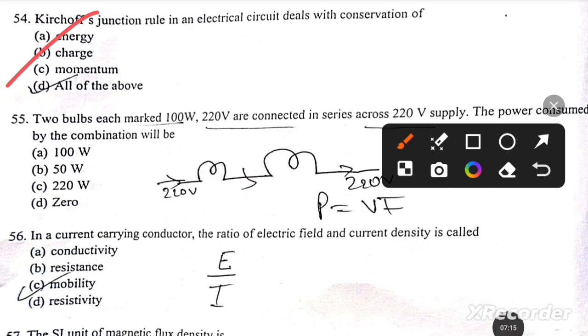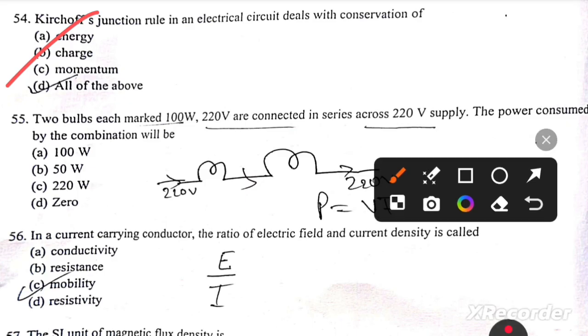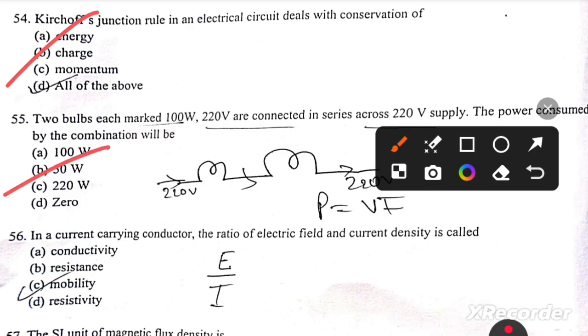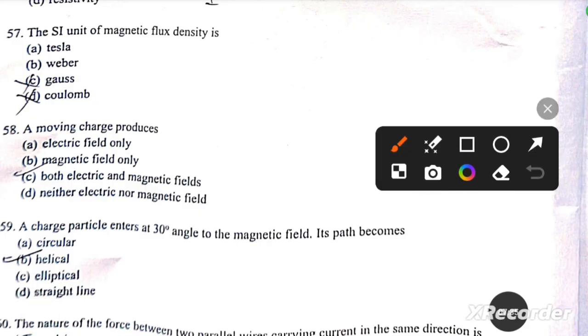Two bulbs marked 100 watt and 220 watts are connected in series with a 220 volt supply. The power consumed by the combination will be 50 watts. In a current carrying conductor, the ratio of electric field and current density is called resistivity. Question number 57. The SI unit of magnetic flux density is Tesla.